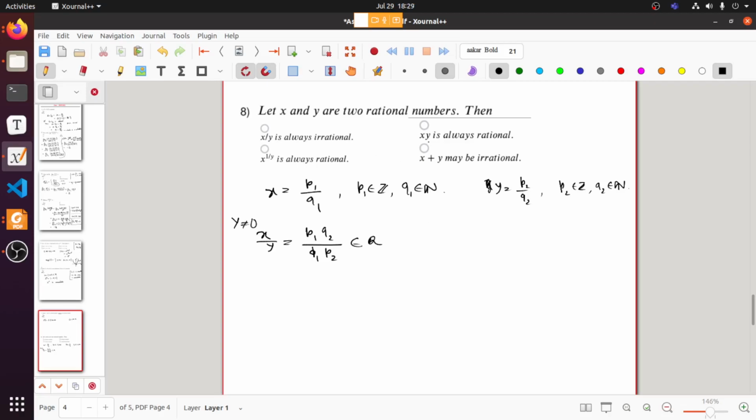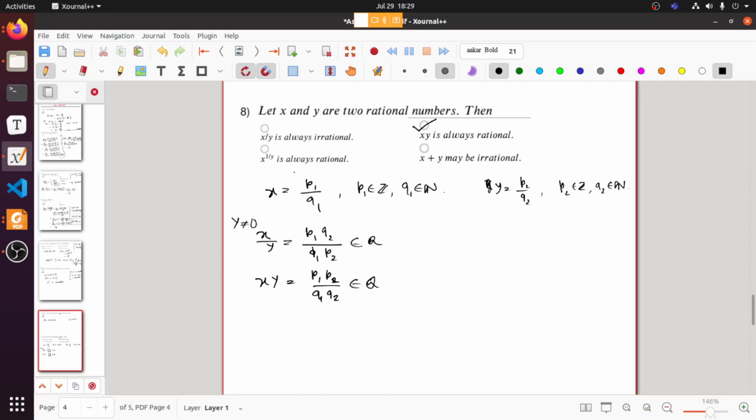So what is the next? xy is always rational. Can you say xy is always rational? So what will be the xy? It will be p1 p2 by q1 q2, right? So this is again an integer and this will be again a natural number, right? So this is a rational number, right? So this one is true. xy is always rational.